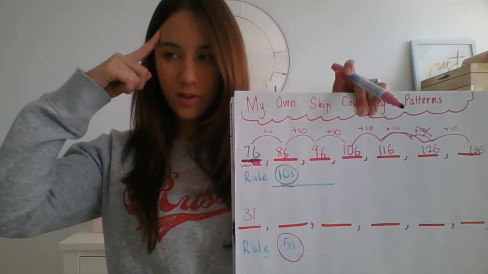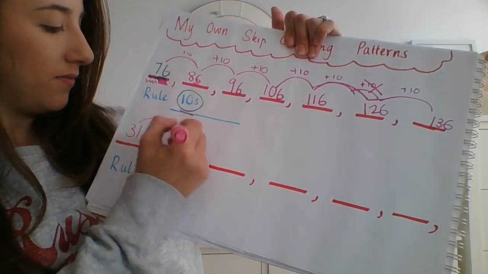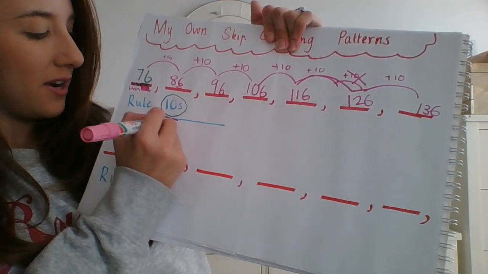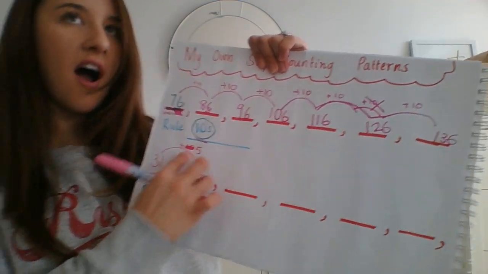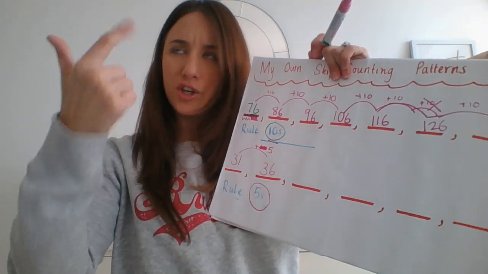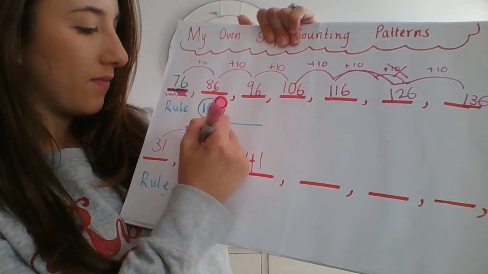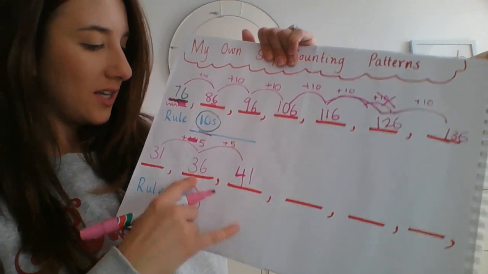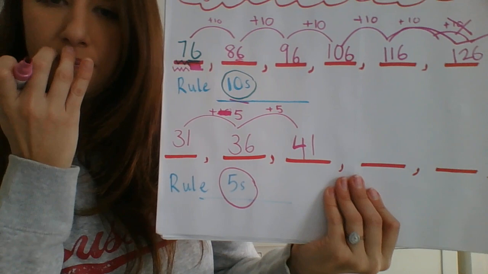31 in my head, 31, 32, 33, 34, 35, 36. Okay, so I haven't added 10, I've added 5. Cross that out. Alright, so 31, 36. Now I'm going to add 5 more. 36, 37, 38, 39, 40, 41. So 31, 36, 41. I wonder if you have noticed what the pattern is here.